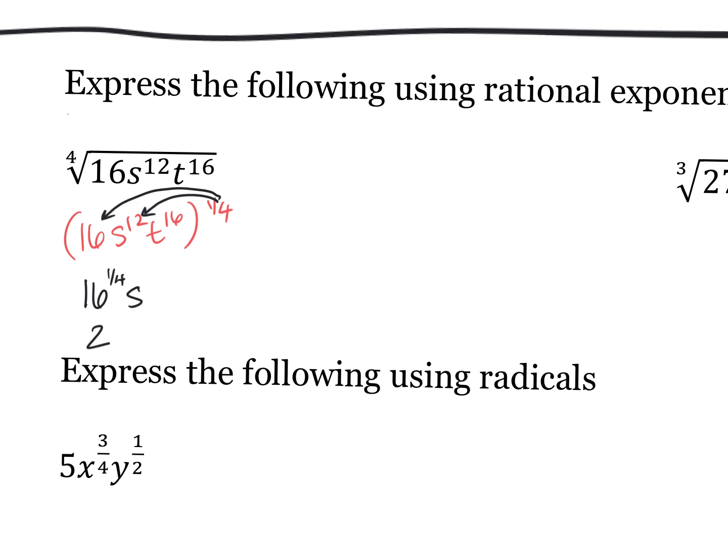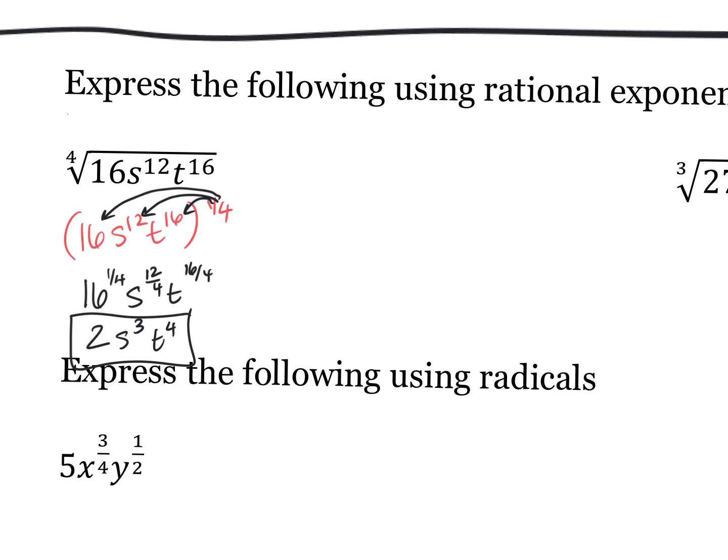Then that'd be s to the 12/4, which is just 3. And then t to the 16/4, which is just 4. So if you were able to jump from this step to this step, that's great. We just took the 4th root of everything. But this one was convenient because everything could have a 4th root of it. Meaning, could I just say 16 divided by 4? 12 divided by 4. And what's this exponent right now? 1 divided by 4. So that's the 4th root of 16.